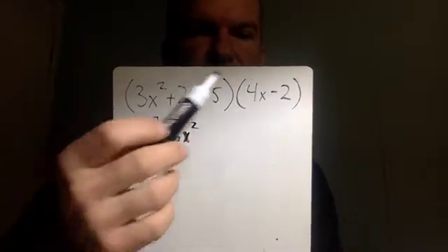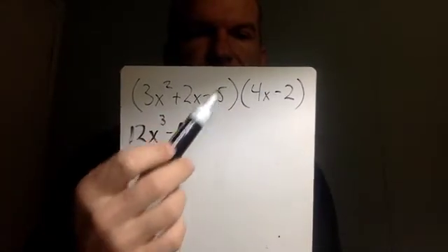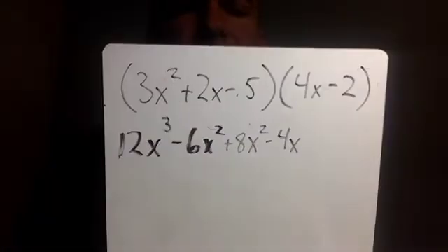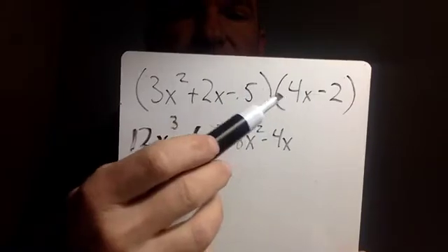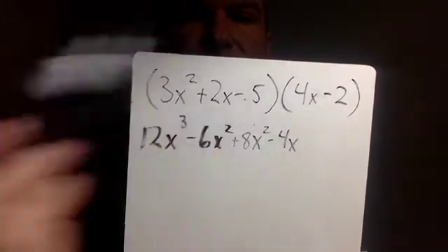We got to do the same thing with the 2x and the same thing with the negative 5. So 2x times 4x is 8x squared. 2x times negative 2 is minus 4x. And then you've got your negative 5 times your 4 is going to be a negative 20x, and then a positive 10. A negative times a negative is a positive.